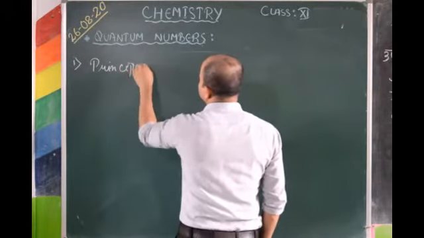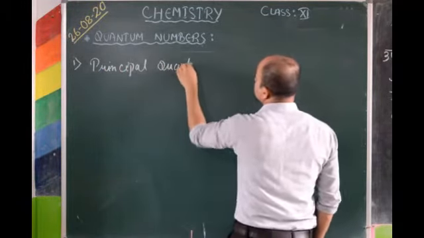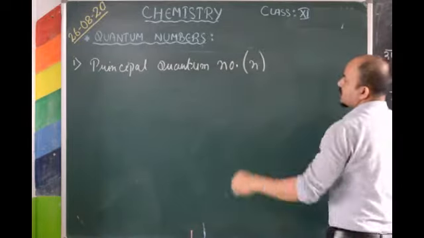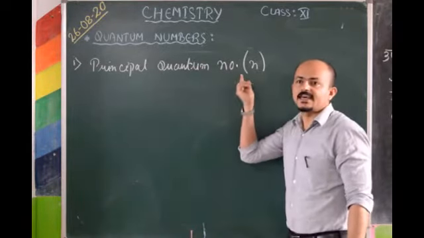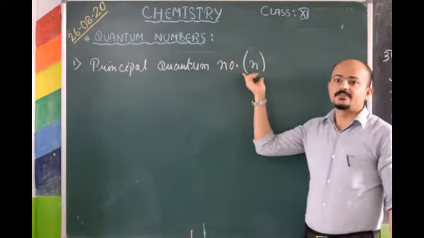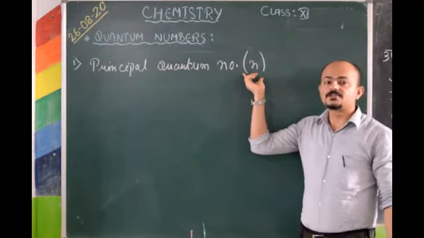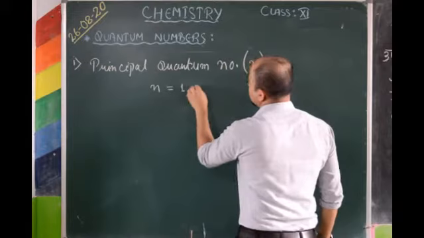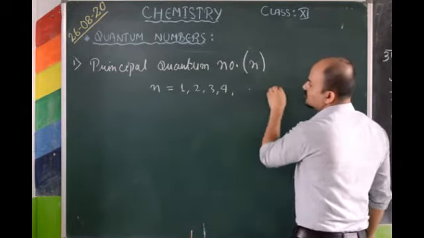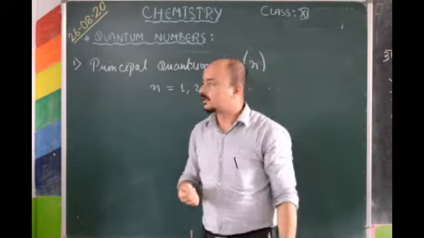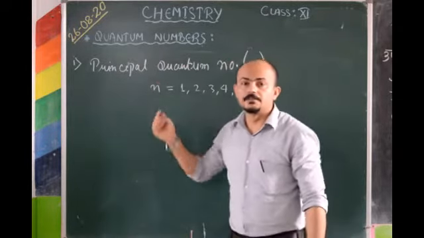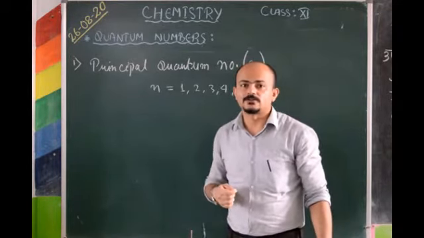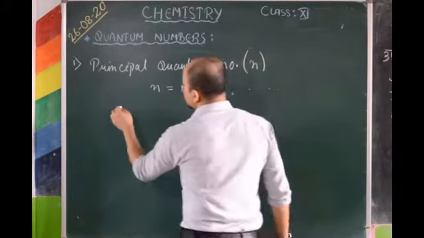Principal quantum number. It is written as n. So it is designated as n. Now this n could be any whole number 1, 2, 3, 4, etc., excluding 0. The principal quantum number gives us the level or shell of an electron, the energy level or shell of an electron.